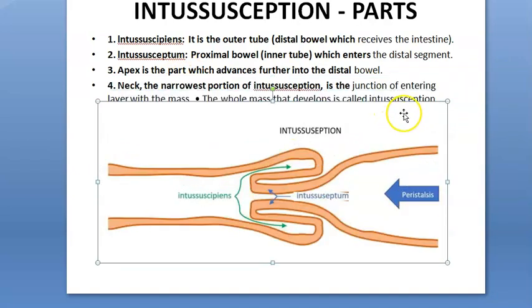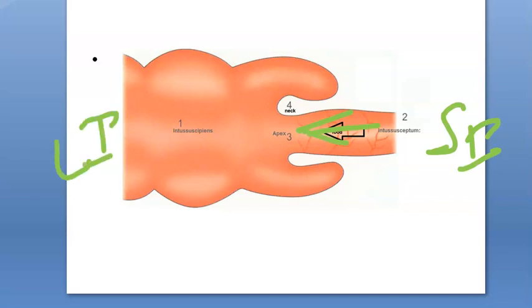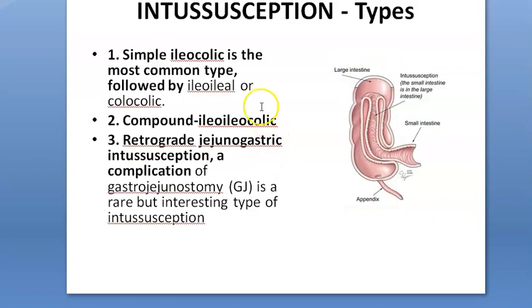Okay, and what is apex and what is neck? Look at this. So apex is this part which is advancing inside, and neck is this narrow part. Always remember, we are showing food going towards this direction because we are trying to show small intestine entering large intestine, the ileocolic variety, which is the most common. That is why the food is going in this direction.